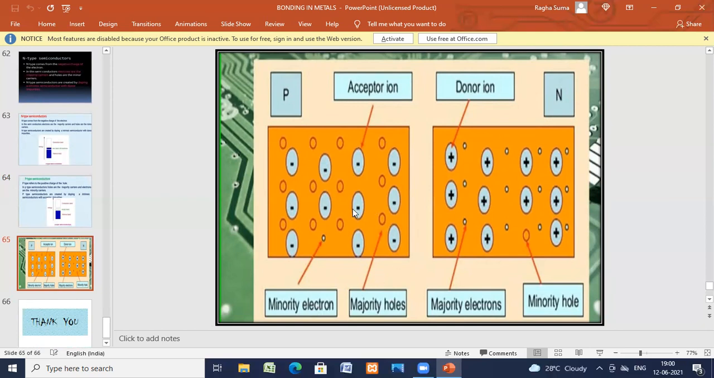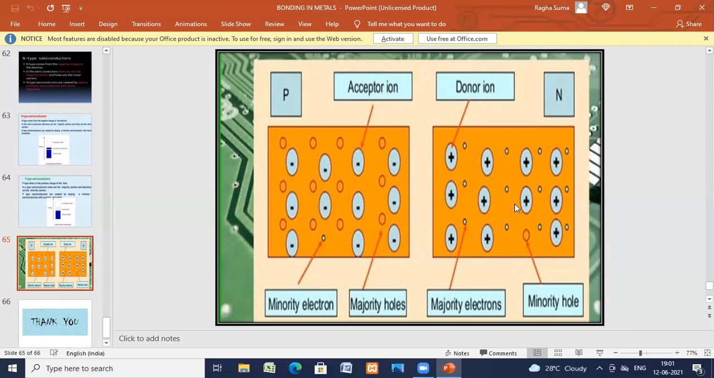The holes are more here. Minority electrons, majority holes. Here for the p-type, as I've told you, due to ionization of acceptor atoms, only holes and no electrons are created. So holes are more in number than electrons. Holes are majority carriers and electrons are minority carriers. Therefore it is called p-type semiconductor.